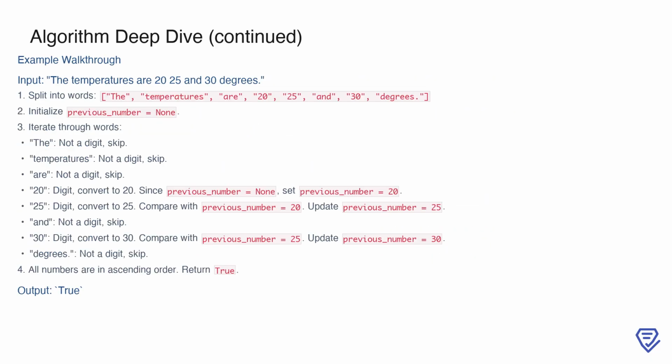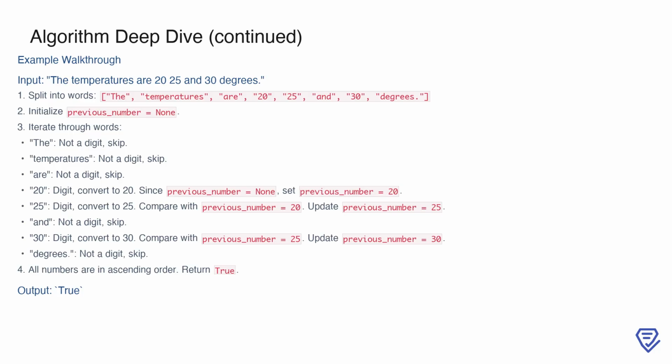Let's walk through an example to see how the algorithm works. Consider the input sentence, "the temperatures are 20, 25, and 30 degrees." First, we split this into words, resulting in the list [the, temperatures, are, 20, 25, and, 30, degrees]. We initialize prev_number as None and start iterating through the words. The first three words, "the", "temperatures", and "are", are not digits, so we skip them.